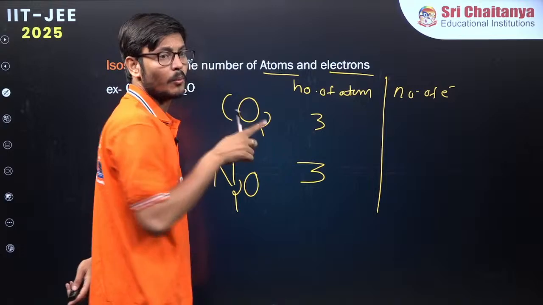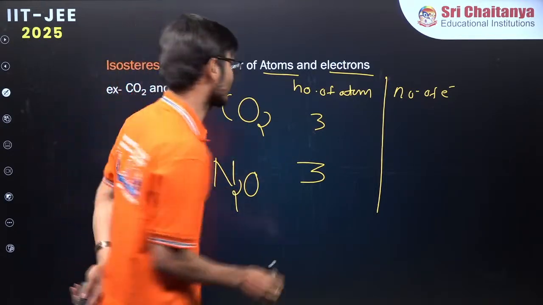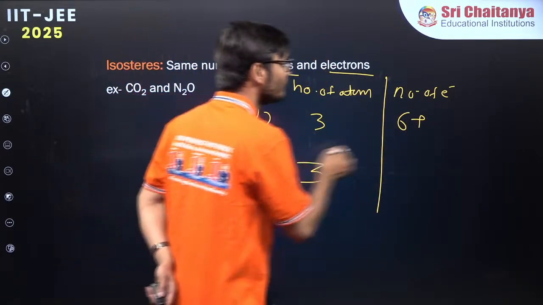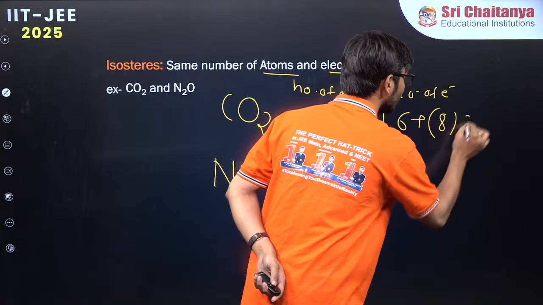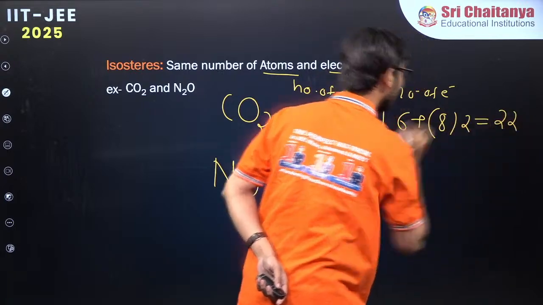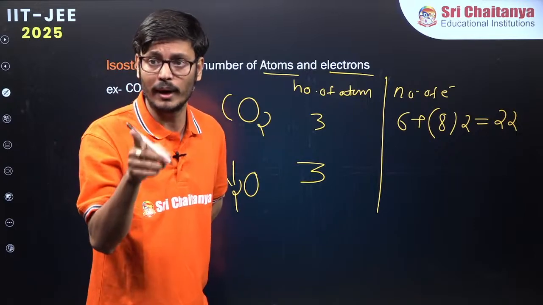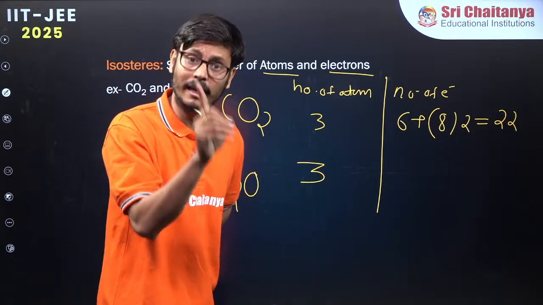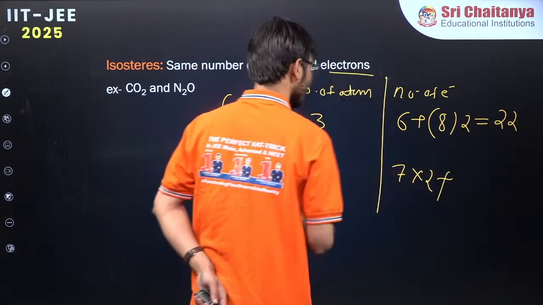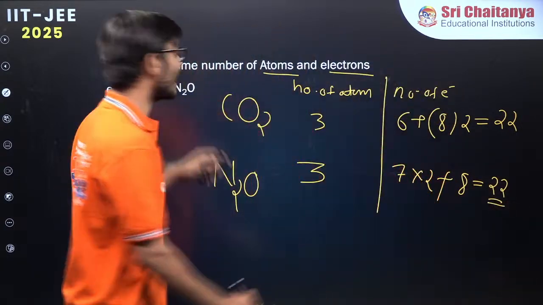What is the atomic number of carbon? 6, neutral. So the atomic number is 6, and the number of electrons will be 6. And the atomic number of oxygen is 8, so 8 into 2. Which is equal to 22, right? Now, what is the number of electrons in the case of N2O? The atomic number of nitrogen is 7. So 7 will be protons and 7 will be electrons because they are electrically neutral. So this will be 7 into 2 plus oxygen, 8. So this is also equal to 22. So these are called isosteres.